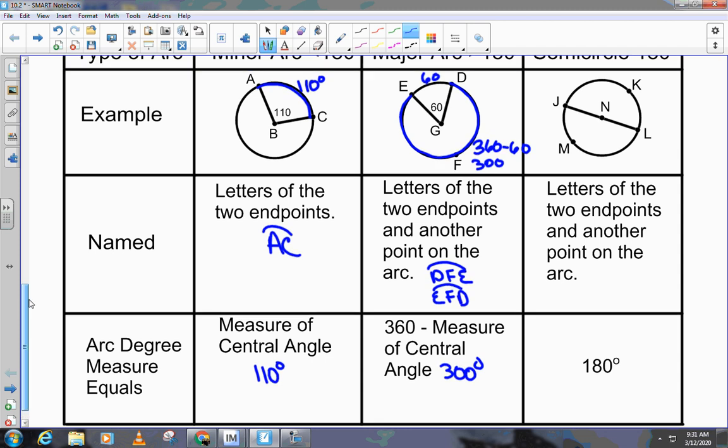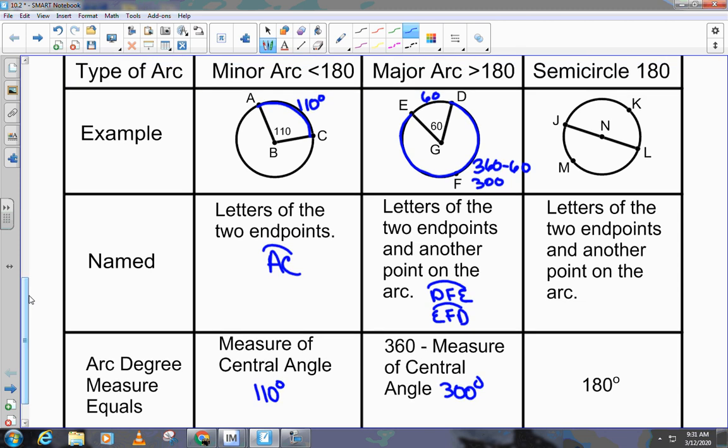Okay, and then we have the semicircle. Okay, the semicircle is half the circle. So if the whole circle is 360 degrees, the semicircle is half that, which is 180. Okay, and again, just like with the major arc, you have to use three letters.